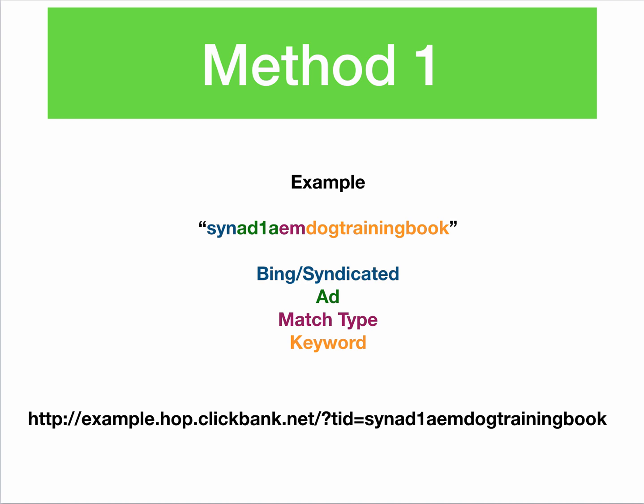So here's an example. Syn ad 1A EM dog training book. So the SYN part in blue is to say that it's on the syndicated network. The ad 1A is the ad that's being tested. The match type is EM, exact match. And then the keyword is dog training book. So that would be the exact match keyword you're targeting. And then you would create an ad group with only this tracking link for your landing page.